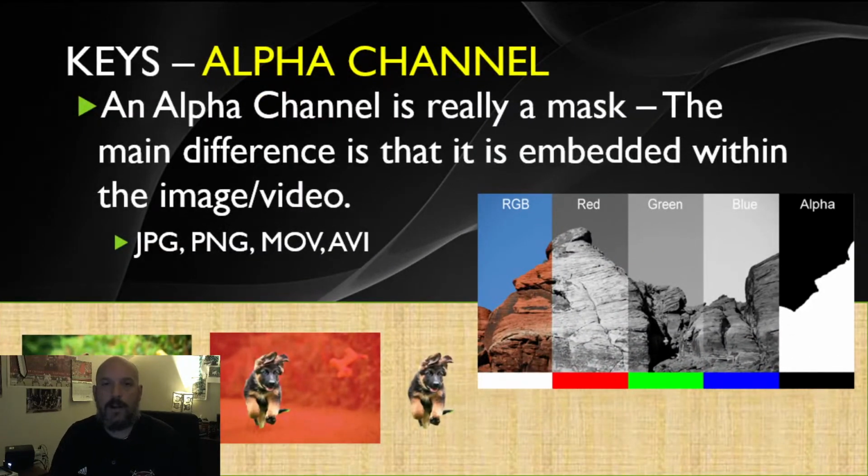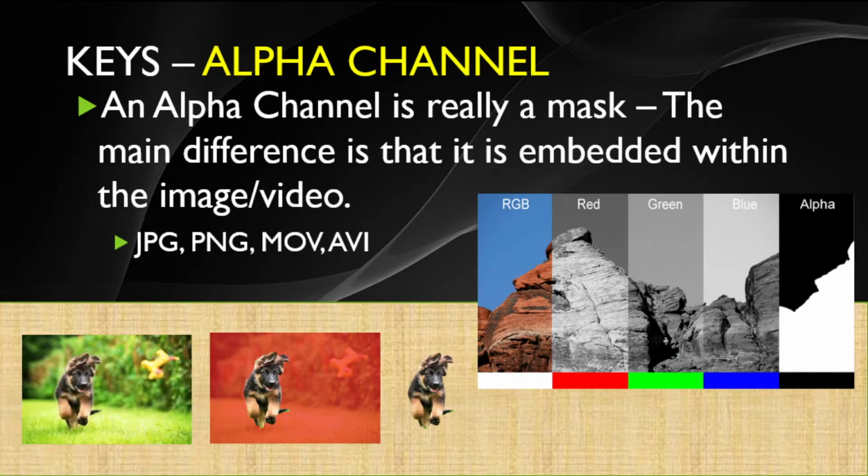Now, another type of keying is what's known as an alpha channel. An alpha channel is the same concept as a matte, with one exception: instead of having the black and white or the keyer as a separate file, in an alpha channel it is embedded within the video clip or the photograph itself.